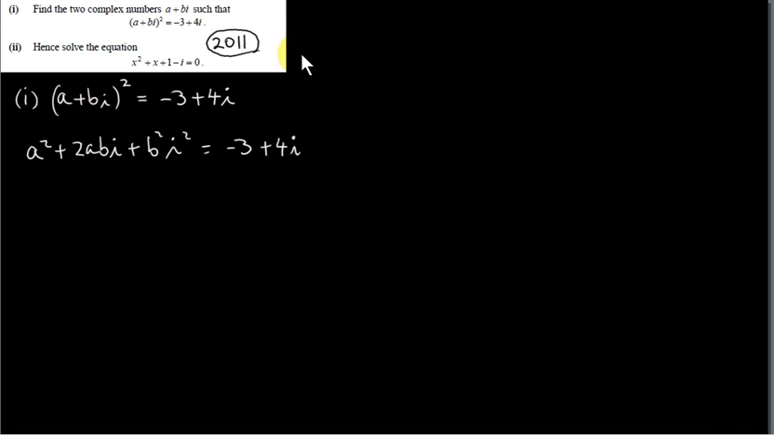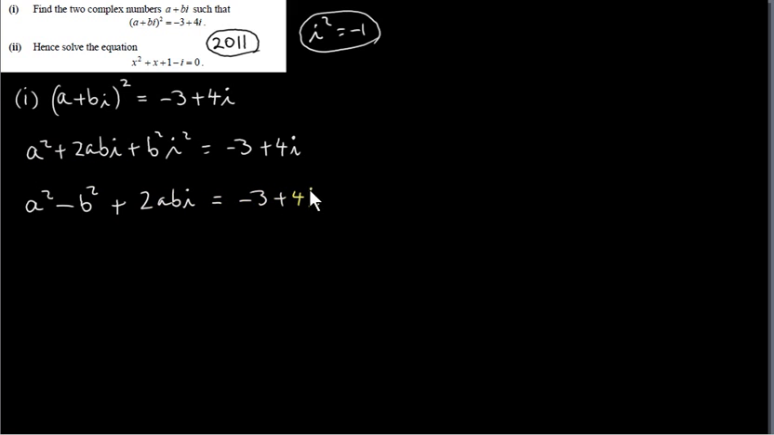Now, i squared is minus 1. So we can replace this with minus 1. So we have minus 1 times b squared. That gives us minus b squared. So I'll put all the terms that do not involve i together at the start here. Those terms are a squared minus b squared. The term that involves i is 2abi. And on the right hand side we have minus 3 plus 4i.